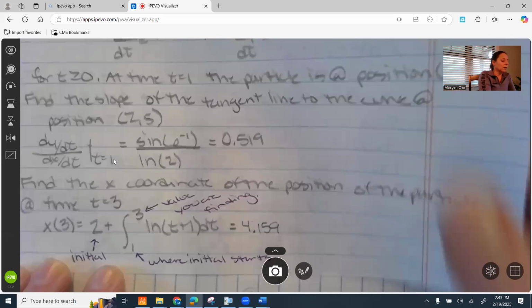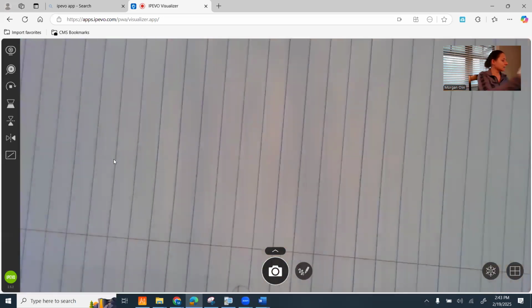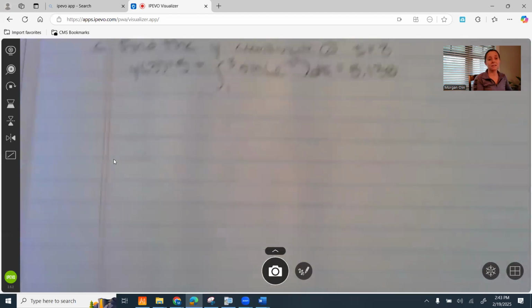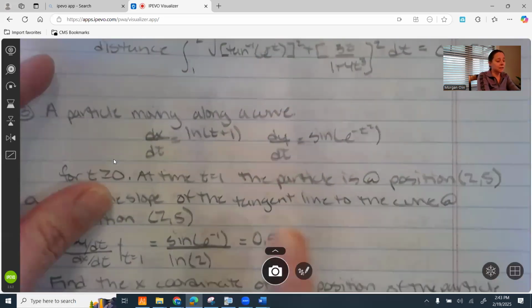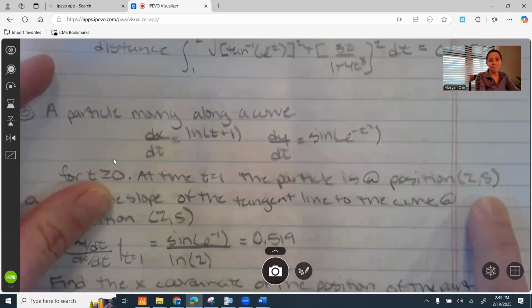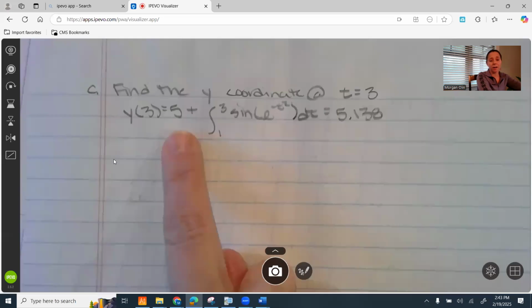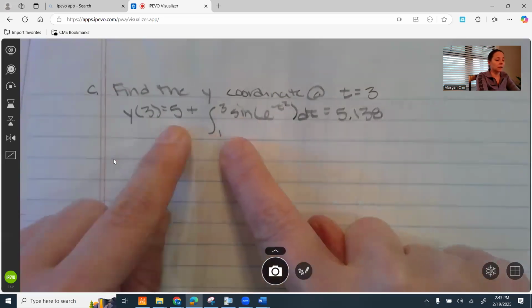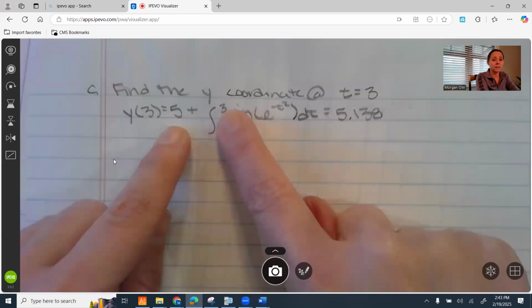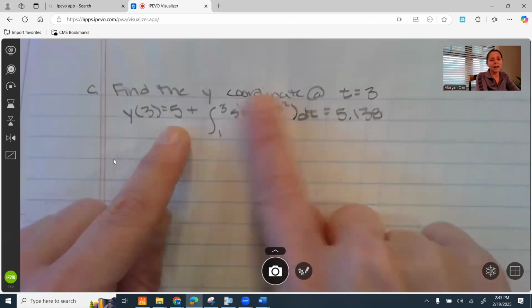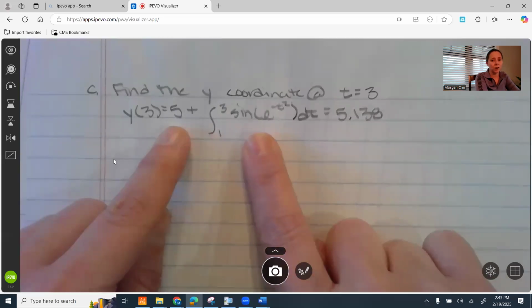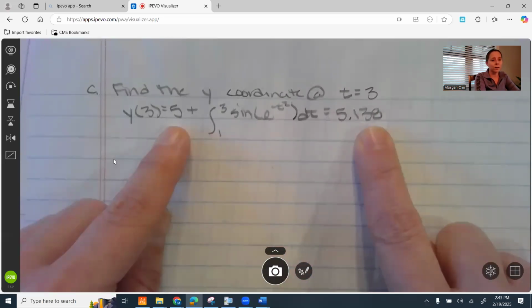Now, let's look at the last part. We just found the x, so let's go find the y coordinate. Again, they gave us, and let me put this underneath here, t equals 1, our y position is at 5. So our initial position is 5 right here, and that 5 started at t equals 1. We're trying to find when t equals 3, so you put that at your top bound. We're integrating dy/dt right here. Again, we don't know how to integrate that, so we put the whole thing in our calculator and we get 5.138.